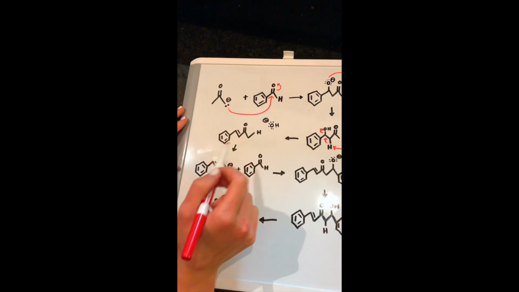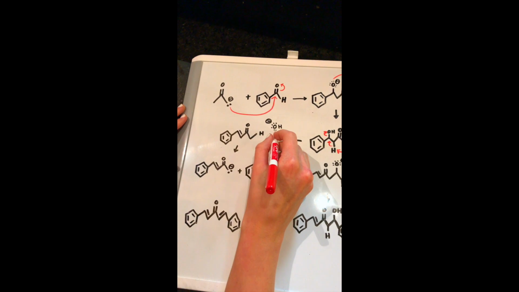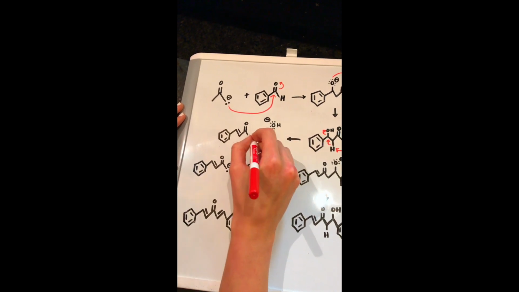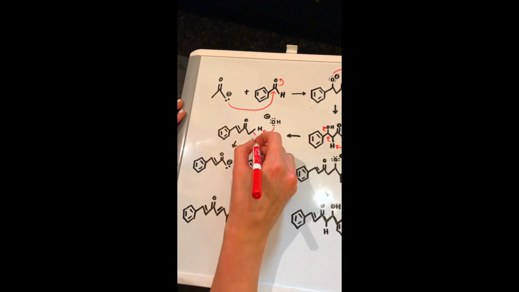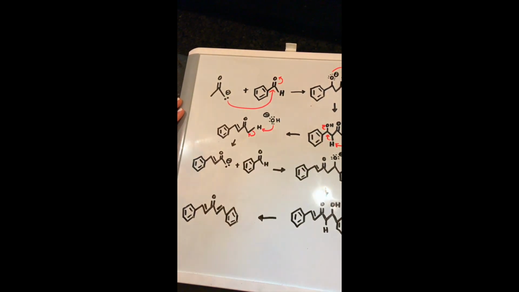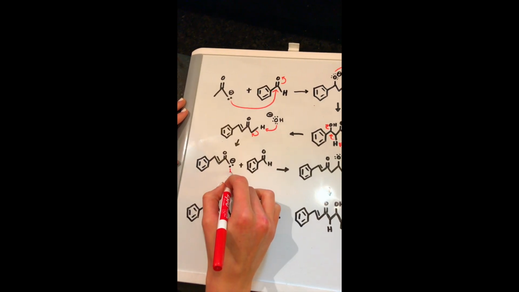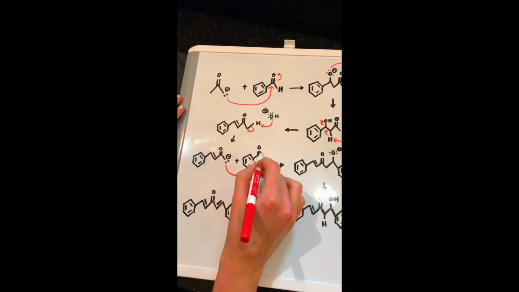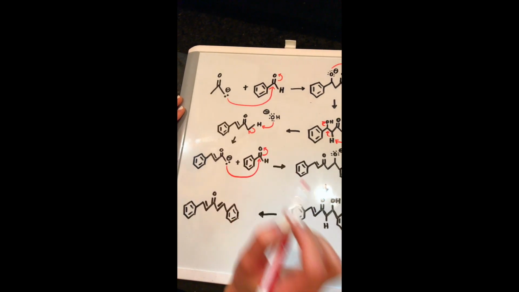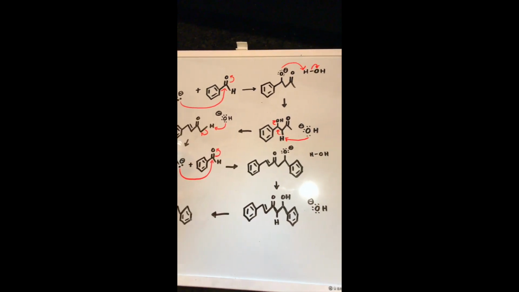The hydroxide ion will then attack the alpha hydrogen and push those electrons onto the alpha carbon. That lone pair can then attack the carbonyl carbon of the second mole of benzaldehyde, break that pi bond, and push those electrons onto the oxygen.